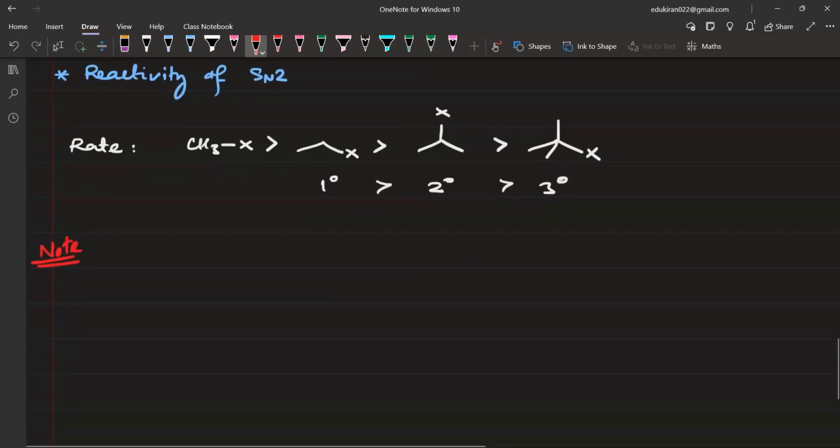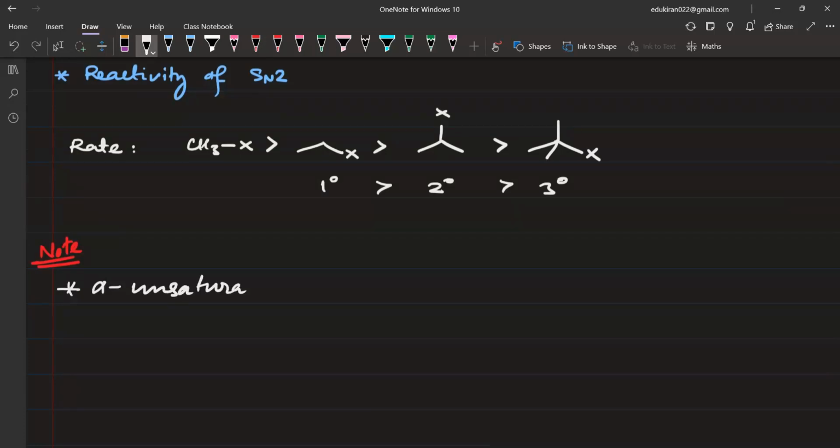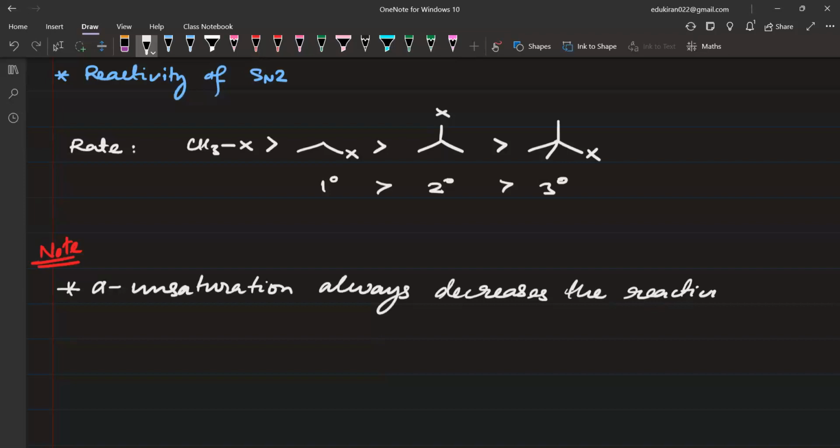There is a note that you have to write, very important note, please write. Alpha unsaturation always decreases the reactivity of nucleophilic substitution. ठीक है, both SN1 as well as SN2 दोनों ही, SN1 and SN2 both.